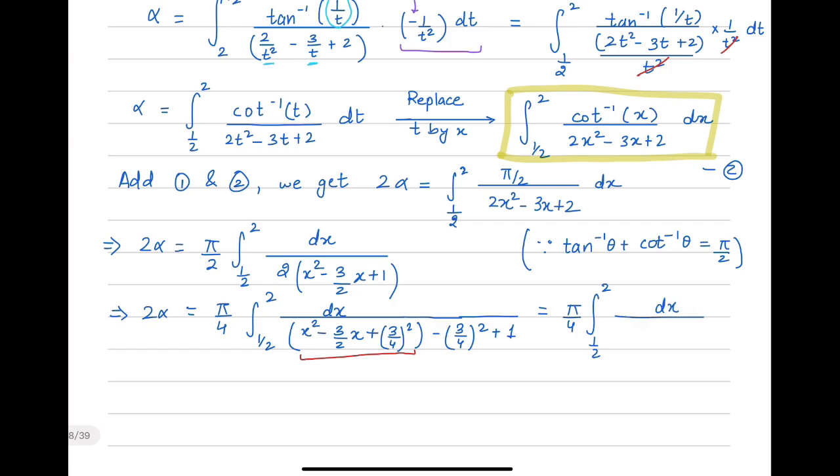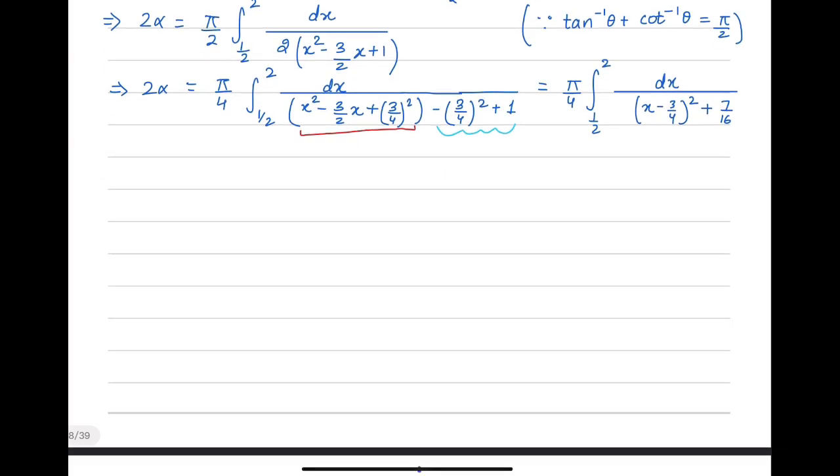So it is nothing but dx over (x minus 3/4) whole square. And then simplifying these two terms, this is nothing but 1 minus 9/16, which is 7/16. So 7/16 you can also rewrite as (root 7 by 4) whole square, right? So 2 alpha equals pi over 4 integral from half to 2 dx divided by (x minus 3 by 4) whole square plus (root 7 by 4) whole square.